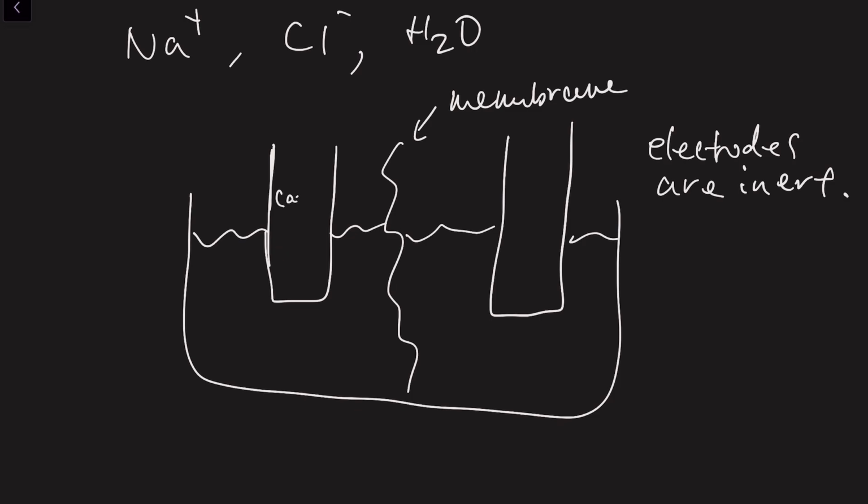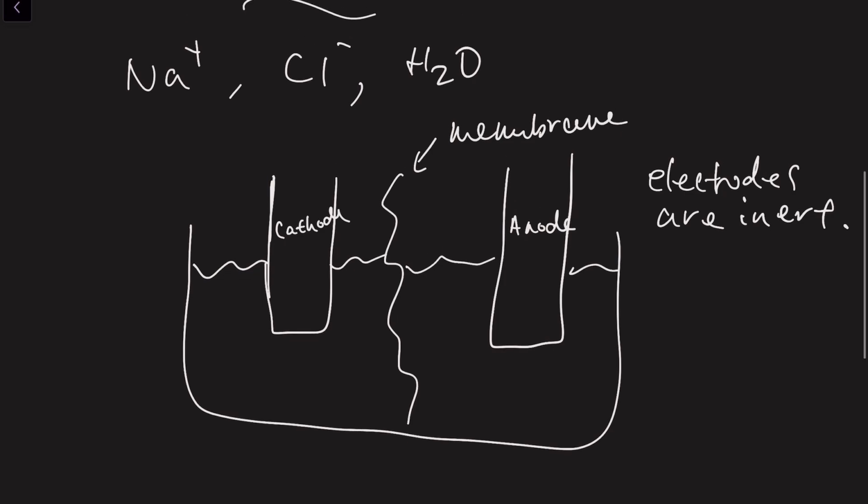So let's make this side cathode and this side anode. We know that cathode undergoes reduction. So electrons are forced into cathode since we are talking about electrolysis. So the polarity is negative, and this is connected to the negative terminal of the power supply. Then we also have positive terminal, which extracts electrons from anode and forces it to undergo oxidation. So the polarity is positive.